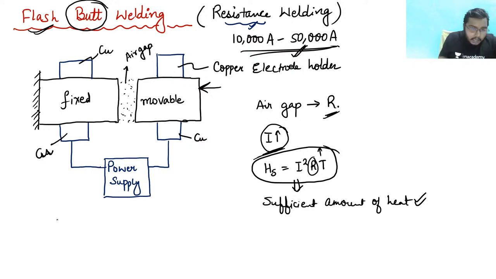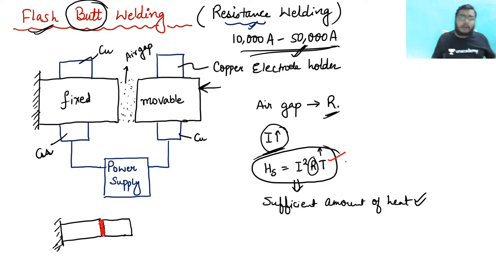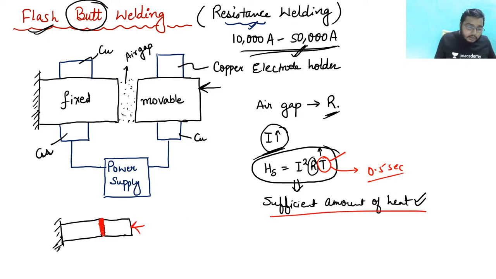Okay, so see here, suppose this is the fixed end and this is the movable. You just brought this movable end very close. And when the movable end is brought very close, the heat generated is I square RT. Due to this heat generated, this will melt. Clear? In resistance welding, we are not giving a time of more than 0.5 second. So the time is basically less than 0.5 second, in milliseconds, and this is the time duration during which you are applying the current. So the time is very less. During that time heat is produced, and due to the sufficient amount of heat you apply some pressure, and due to this pressure your joint is produced like this. Fine.